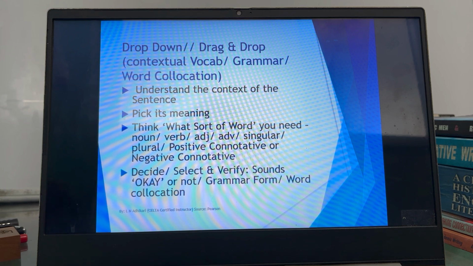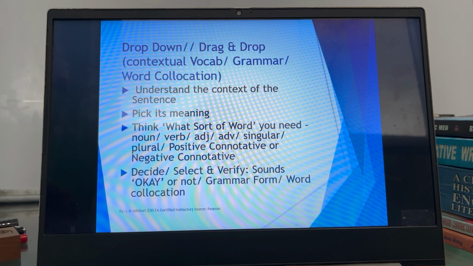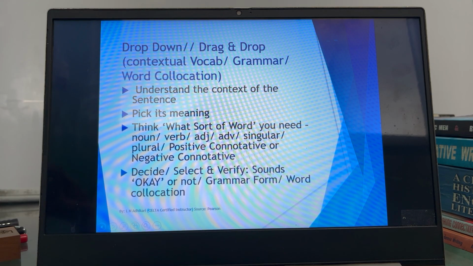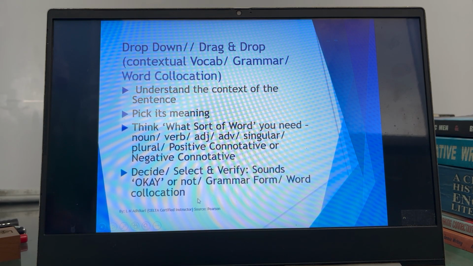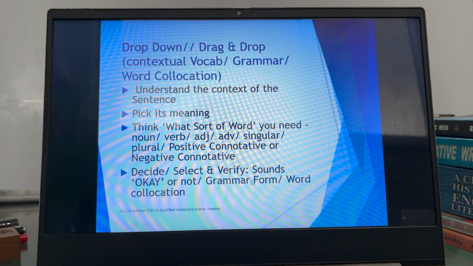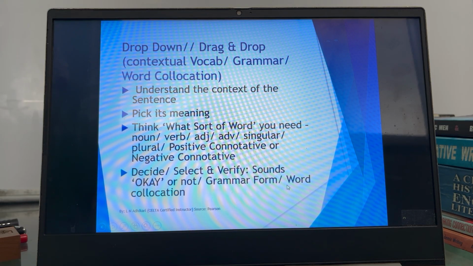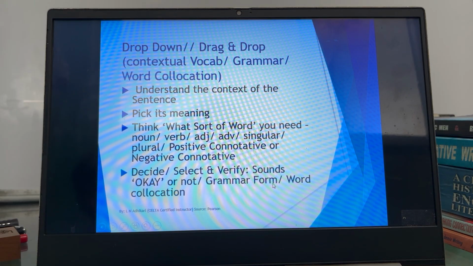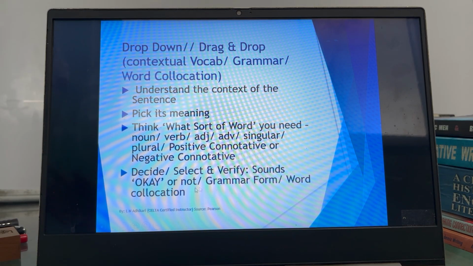Finally, once you make a decision, don't forget to verify. Verify whether the word you pick and select makes sense or not. Does it sound okay or not? Verify the grammar form, whether the word that you select fits in terms of grammatical structure also or not. And finally, you need to verify the word collocations.